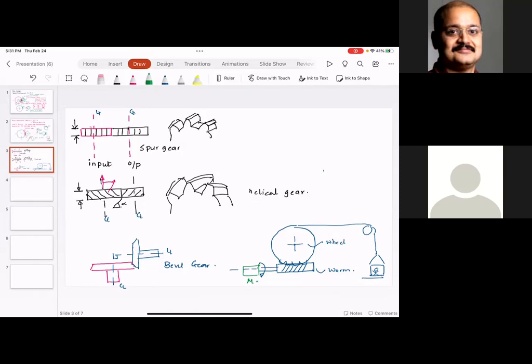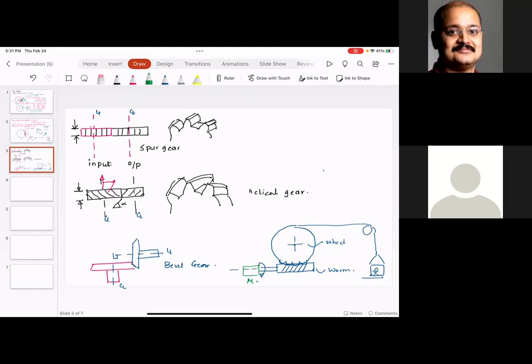Typically, worm wheels are used when you need significant reduction, more than 10 or 12, 15 reduction ratio, because as you can see, the worm can rotate at a very high speed, but still the wheel would rotate slowly. So if you are connecting the worm to a motor, you rotate the worm at very high speed. But if you want the wheel to rotate at very slow speed, what that means is the torque on the wheel is going to be significantly higher than the torque on the worm.